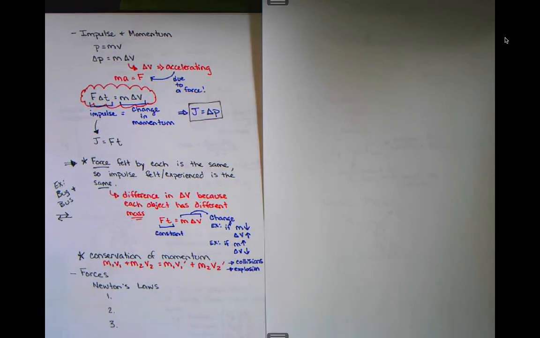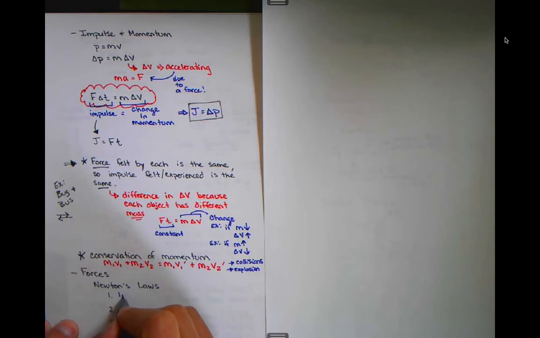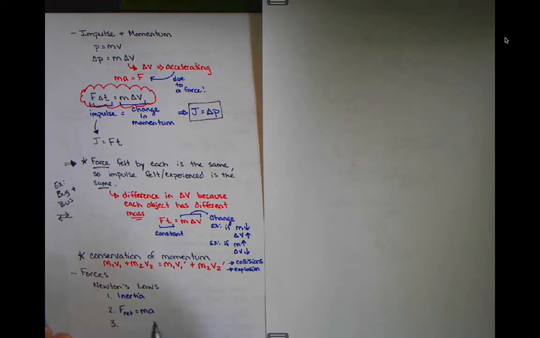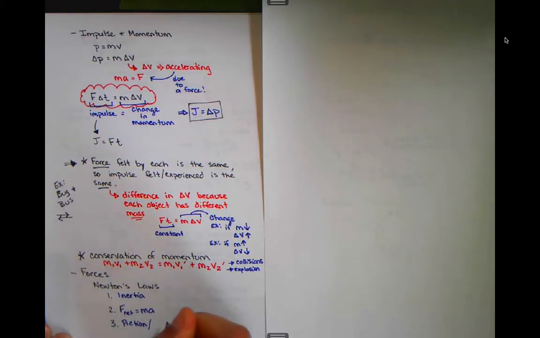Okay. Then we talked about forces. So now we'll get into forces. The first things were Newton's laws. Number 1 is the law of inertia. An object at rest wants to stay at rest, an object in motion wants to stay in motion unless acted upon by a net force. Law 2 was F net equals ma. So a net force causes an object to accelerate. And then law 3 is your action-reaction forces come in pairs. So if I push on you with 20 newtons, you push on me with 20 newtons.